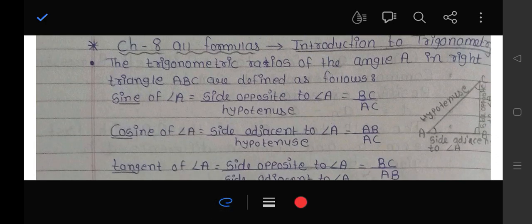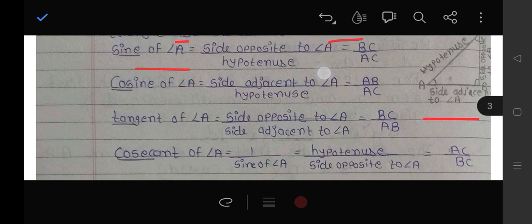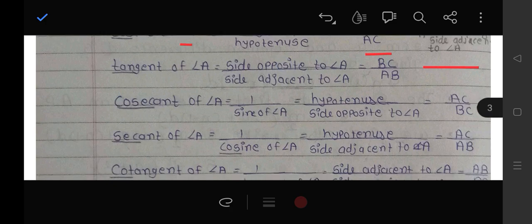Chapter 8. The trigonometric ratios of the angle A in right triangle ABC are defined as follows. Sine of angle A: side opposite to angle A upon hypotenuse, BC upon AC. Cosine of angle A: side adjacent to angle A upon hypotenuse, AB upon AC. Tangent of angle A: side opposite to angle A upon side adjacent to angle A, BC upon AB.